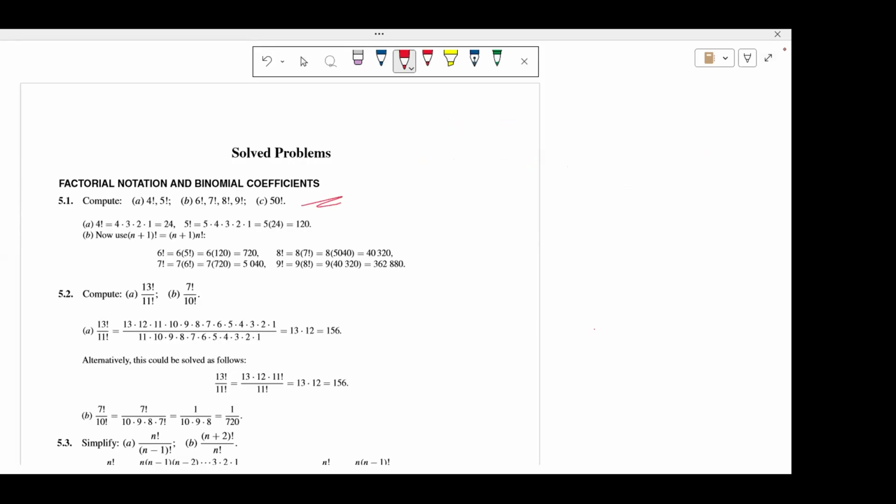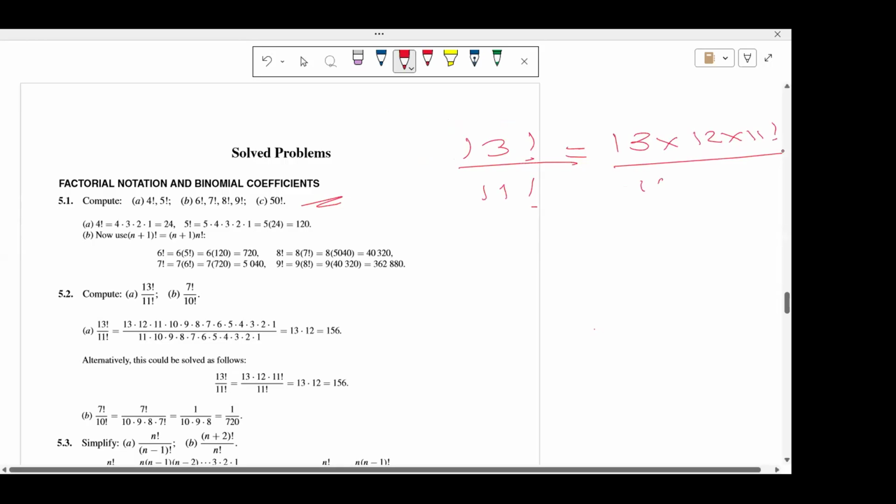The next one, 13 factorial over 11 factorial. How can we simplify this? 13 factorial we can write as 13 into 12 into 11 factorial. Below we have 11 factorial, so we can cut this down with this. So 13 into 12 is the answer.